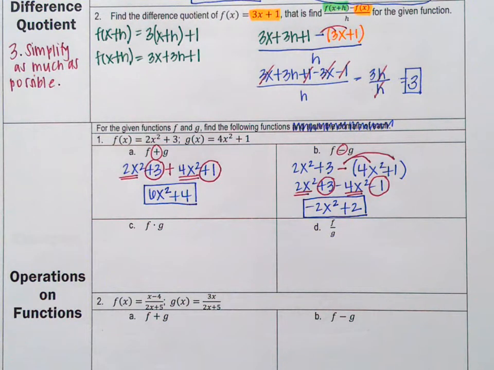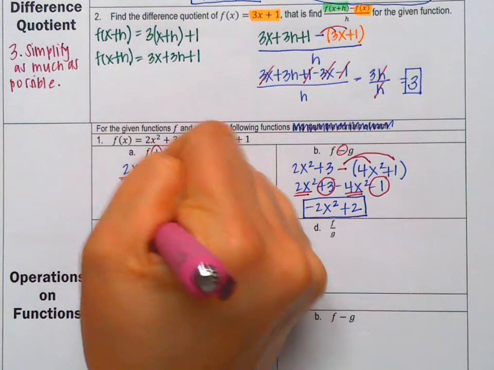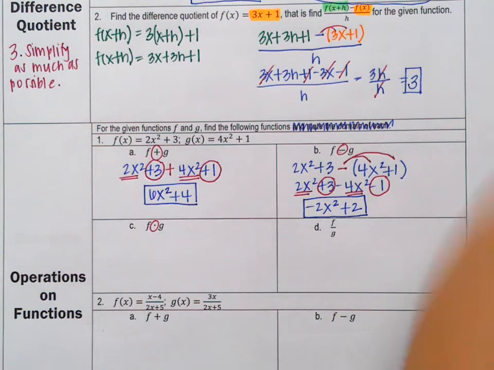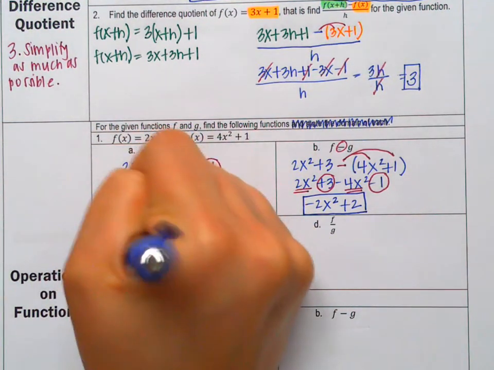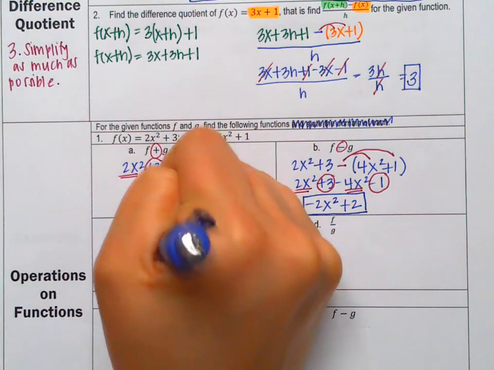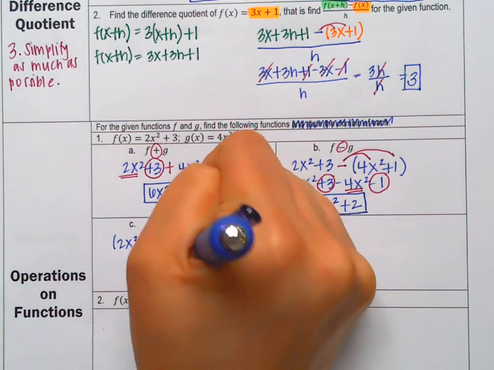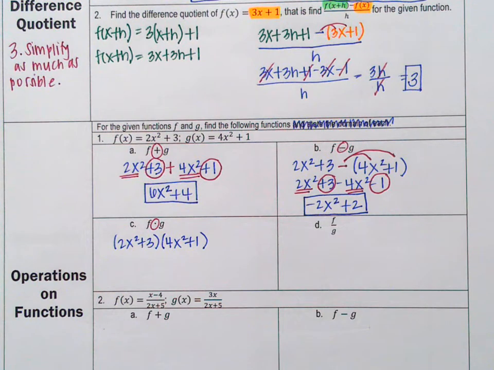Okay, so from there, part C is asking us to multiply. So it's saying multiply 2x squared plus 3 by 4x squared plus 1. So what I want you guys to do, you're distributing, you're multiplying that out just like you would in Algebra 1. It's just multiplying. So I want you guys to pause me here. Try this one on your own.